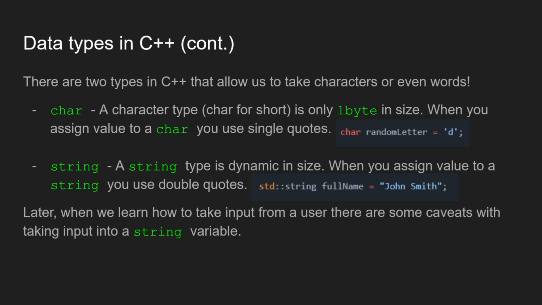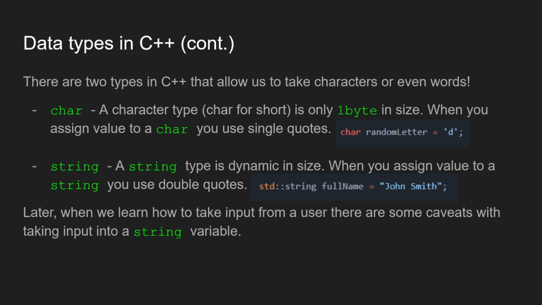We'll learn later how to take input from a user with string. There are some weird things with inputting from the stream. With C++, you have to use a special function called getline if you want to get more than one word, because cin, the standard input stream, can only read up until the first white space, and a white space is usually a space character, that empty gap, like between John Smith here.